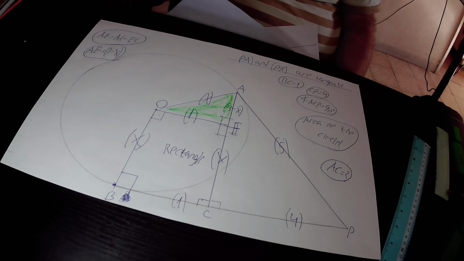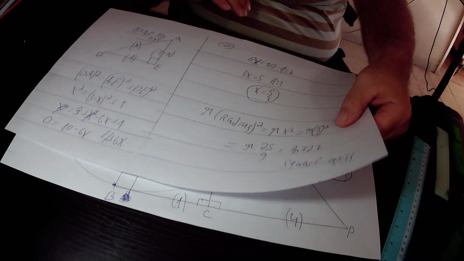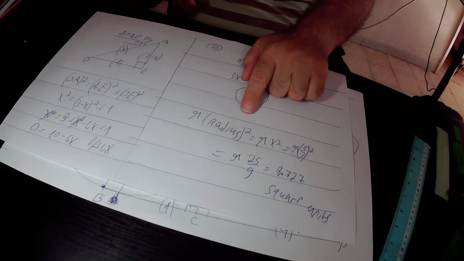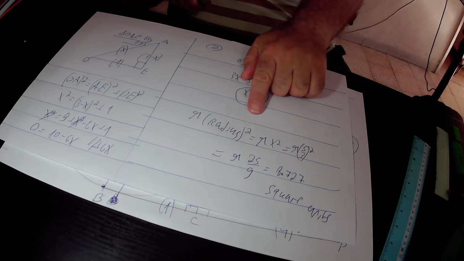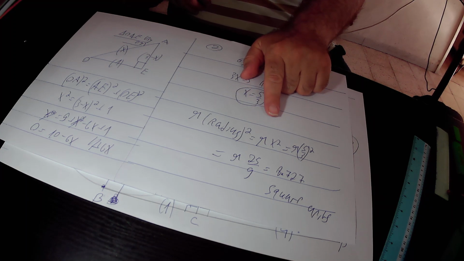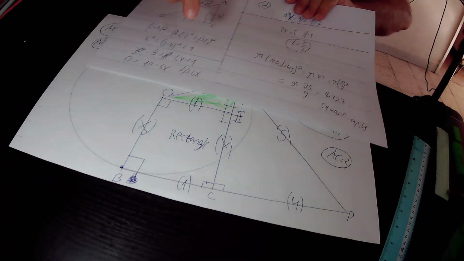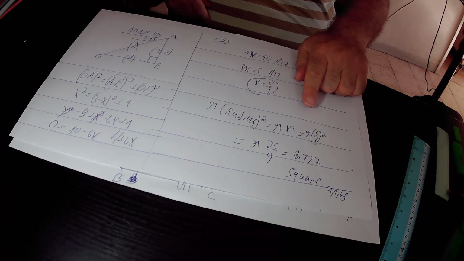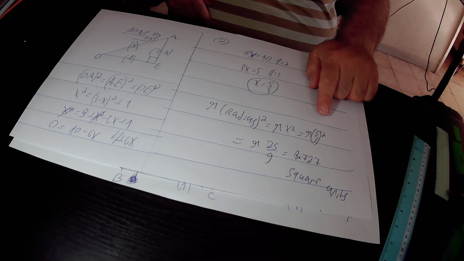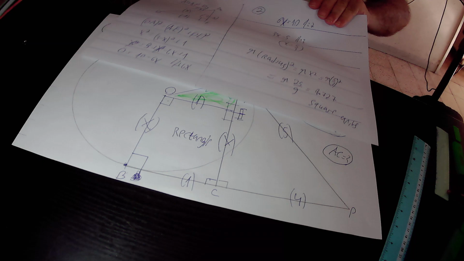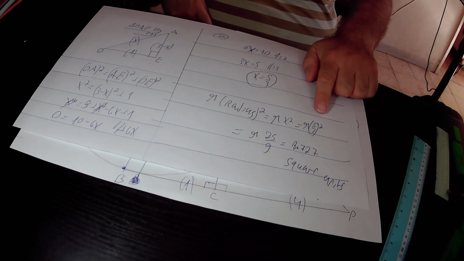Actually, the area of any circle equals pi times the radius of the circle squared. Again, the area of any circle equals pi times the radius of the circle squared. Therefore, the area of our circle must be equal to pi times the radius of our circle squared. The radius of our circle is x, so the radius squared is x squared. So in total, the area of this circle is equal to pi x squared. X is 5 over 3, therefore x squared is (5 over 3) squared. So in total, the area of this circle is equal to pi times (5 over 3) squared.